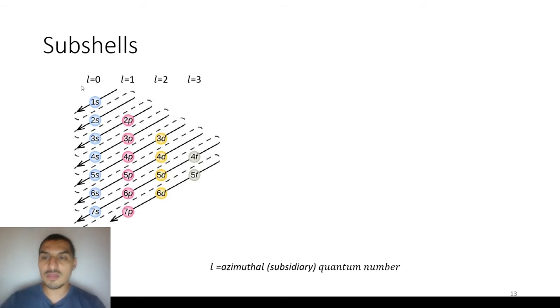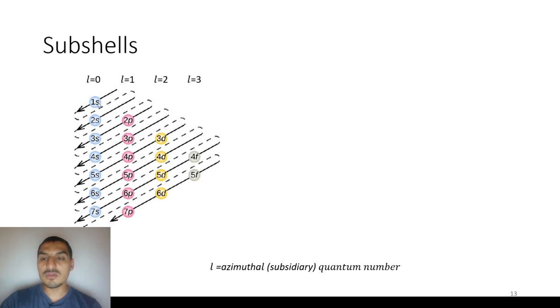We give them the letter l, and we call it the azimuthal or subsidiary quantum number. Subsidiary is easier, so I'll call it the subsidiary quantum number. We give them numbers from 0 to 3: 0, 1, 2, 3. The first energy level has only 1, the second has 2, the third has 3, the fourth has 4, and the fifth has 4 as well, and so on.